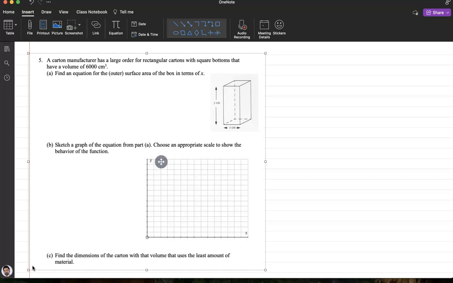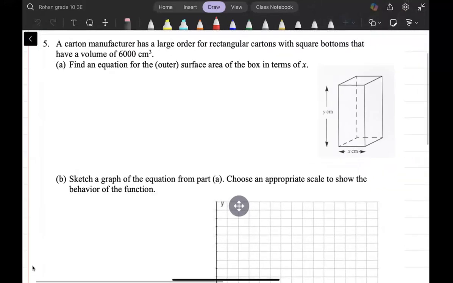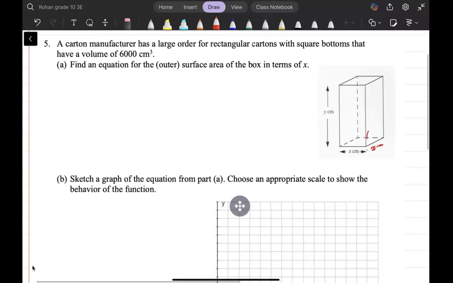So it's a modeling question which is there. A carton manufacturer has a large order for rectangular cartons with square bottoms that have volume 6000 centimeter cube. Find the equation of the outer surface area of the box in terms of x. Okay. So outer surface area in terms of x we want. Now this is y. This is the square bottom, so this is also x. So what will the volume be? x times x times y. Volume 6000 is equal to x square y.